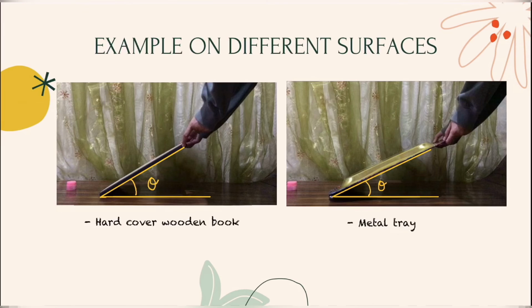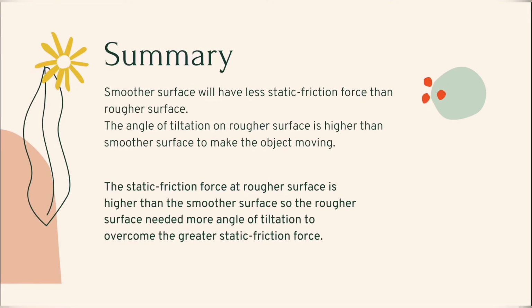Why is this happening? This is because a smoother surface will have less static friction force than a rougher surface. The angle of tilt on a rougher surface is higher than on a smoother surface to make the object move. In summary, the static friction force on a rougher surface is higher than on a smoother surface, so the rougher surface needs more angle of tilt to overcome the greater static friction force.